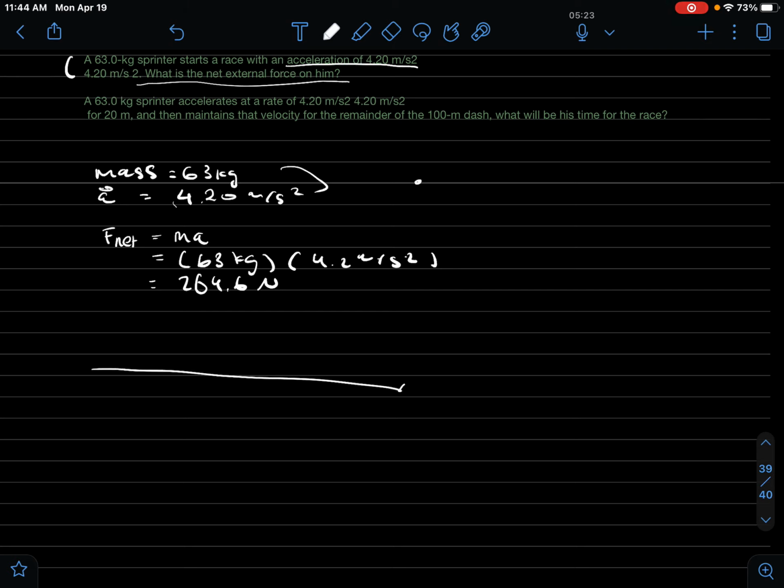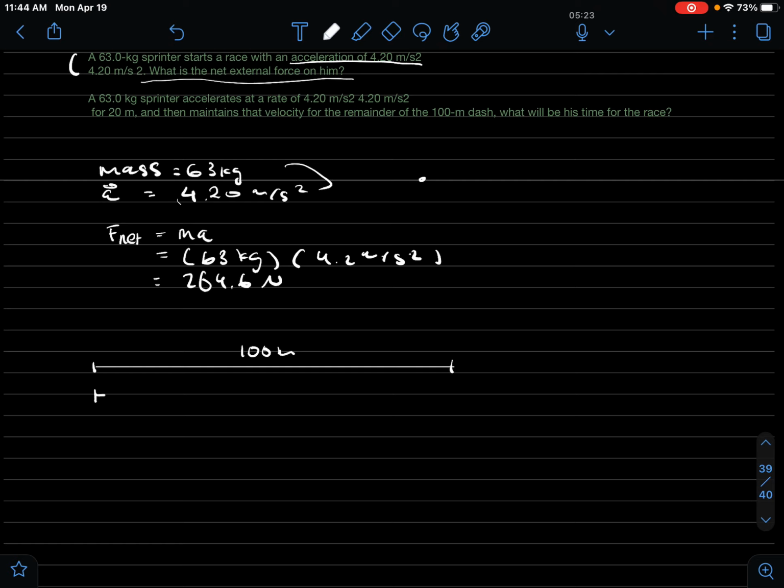Okay, so the second problem. The sprinter accelerates at a rate of 4.2 for 20 meters and then maintains that velocity for the remainder of the 100 meter dash. What will his time be for the race? So the total distance is 100 meters, right?